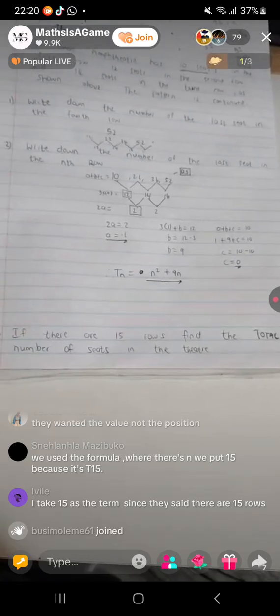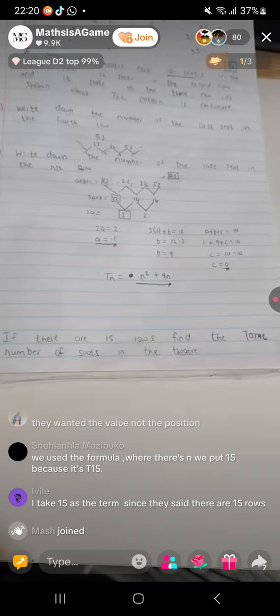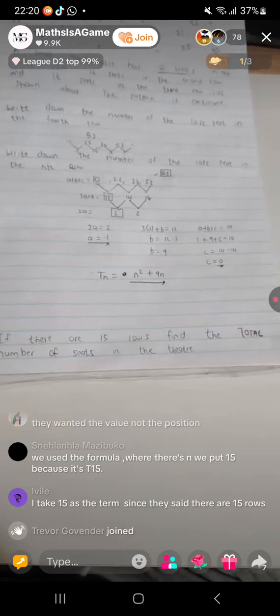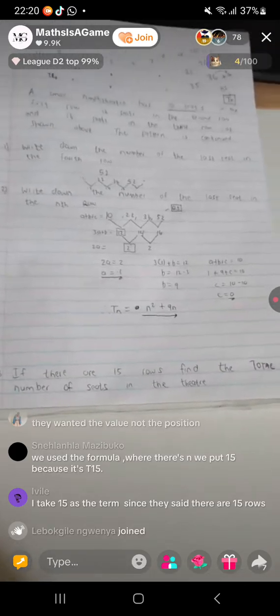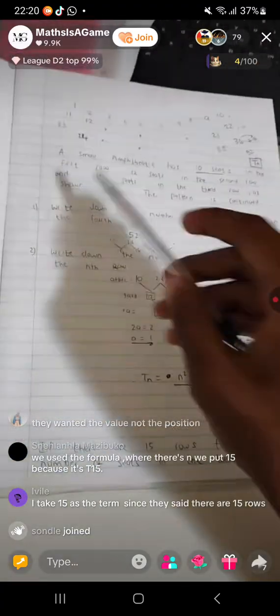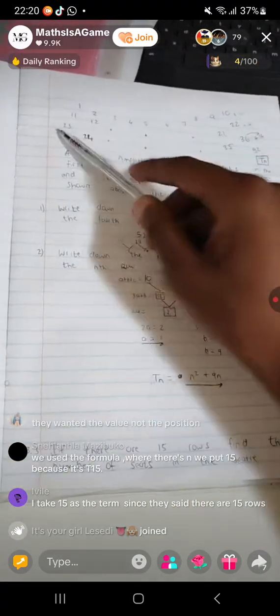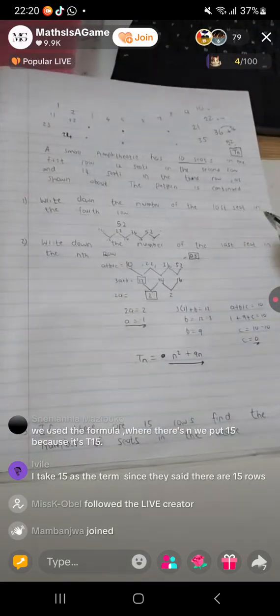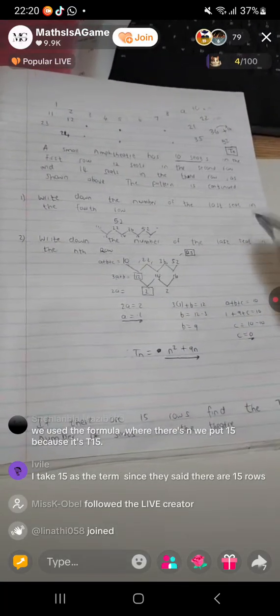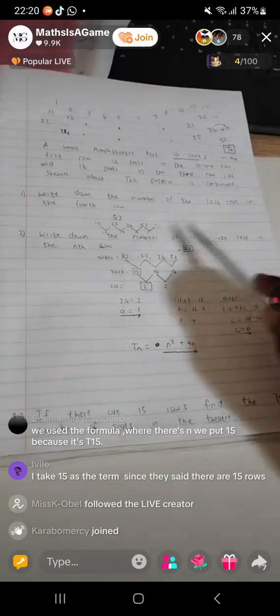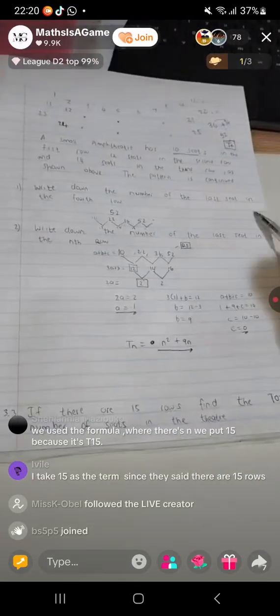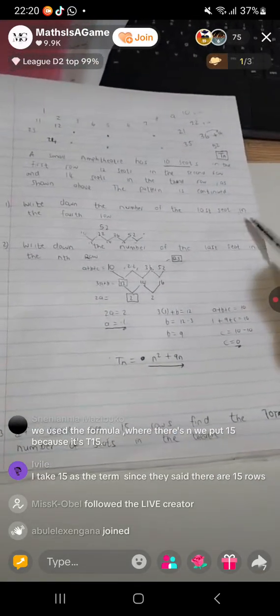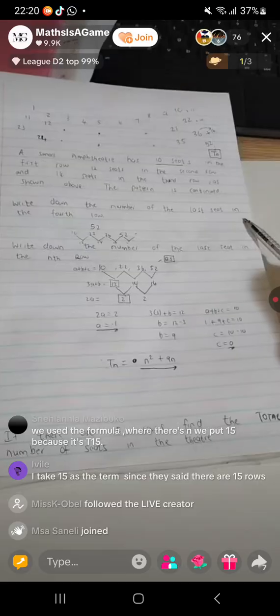Okay, nice. I get you guys. 100%. Because remember, guys, if they say this amphitheater does not actually end with 4 rows, but it ends with a 15th row somewhere, then that last seat will indicate how many seats we have in the house. That last seat in the 15th row will indicate how many seats we have in the house.